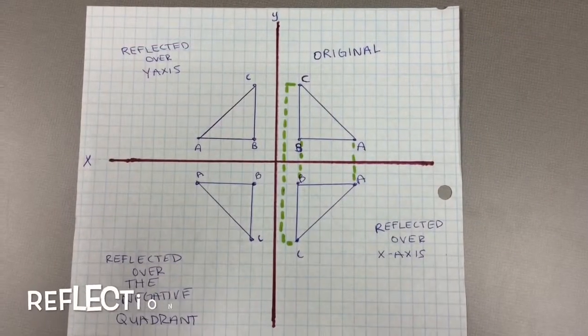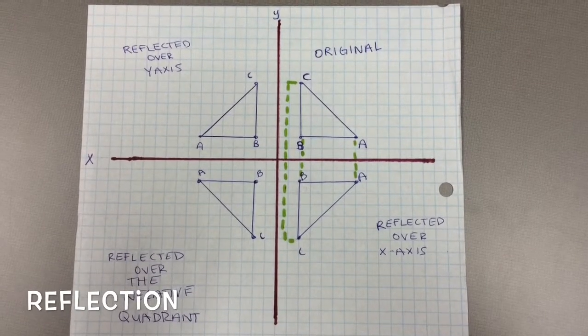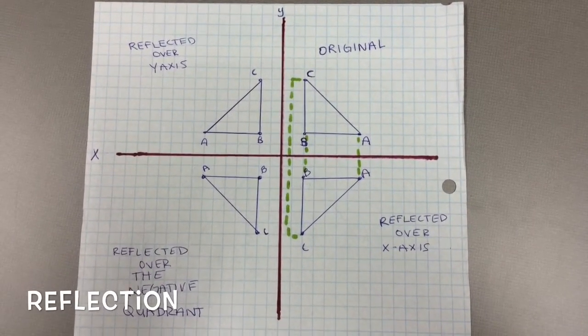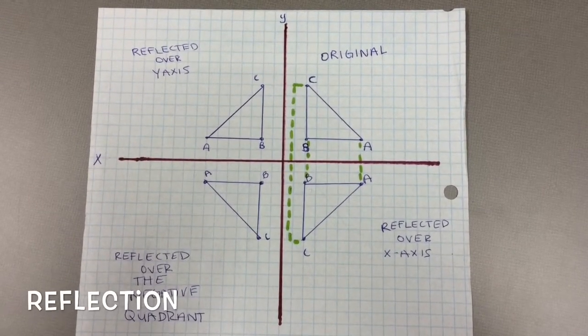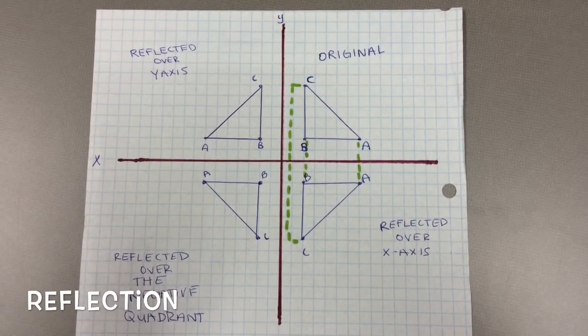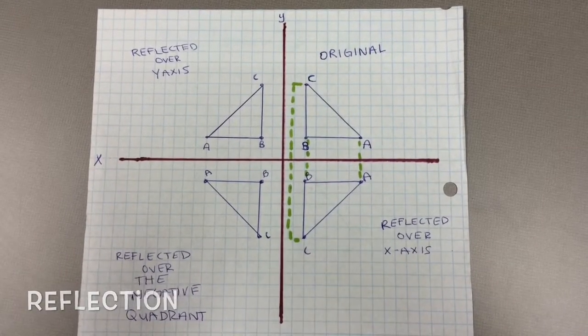Hey guys, today I'm going to tell you how to reflect a figure over the x and y axis. A reflection is a transformation across a line called the line of reflection, so that the line of reflection is a perpendicular bisector of each segment joining each point and its image.